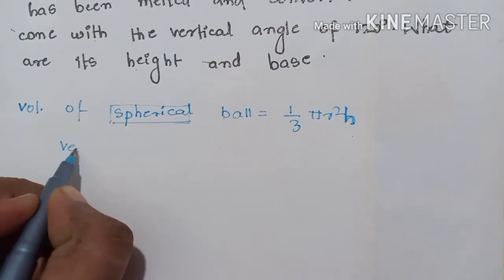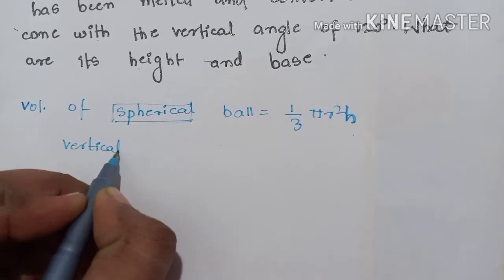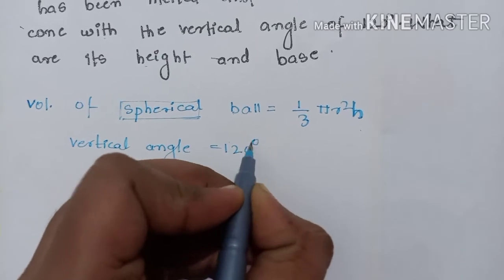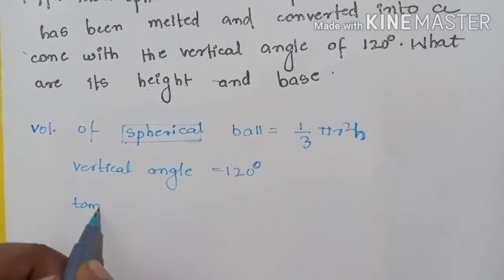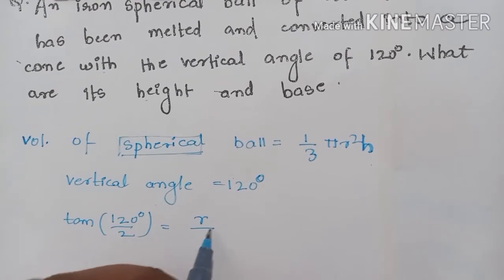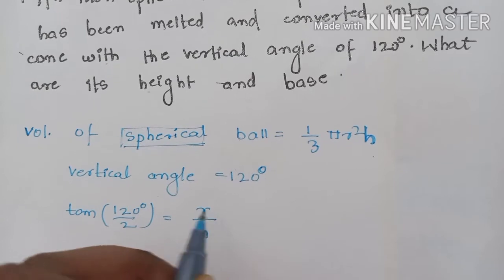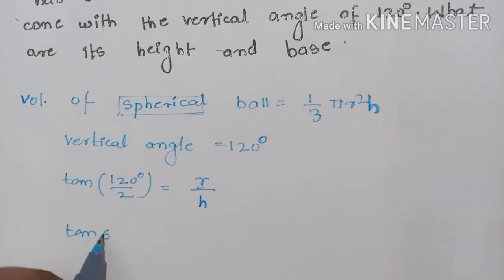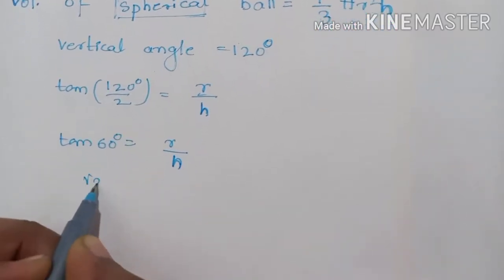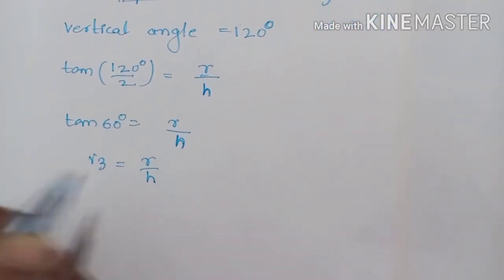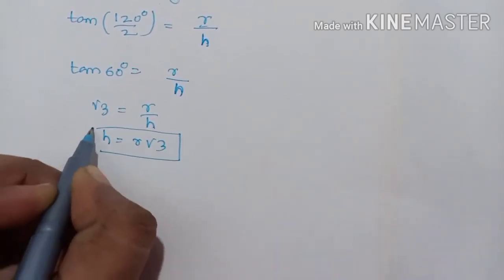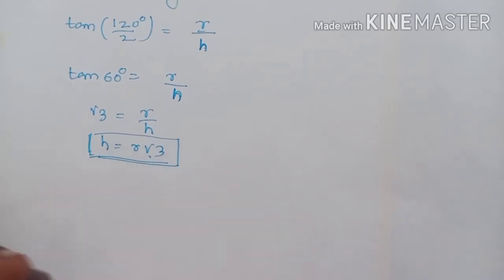Now they have given the vertical angle in the question, which is 120 degrees, and we know tan of 120 degrees by 2 is radius by height. Radius is nothing but its base, so tan 60 is equal to r by h. We know tan 60 is root 3. Root 3 is equal to r by h. Therefore h is equal to r root 3. Now we have got one value, h is equal to r root 3.